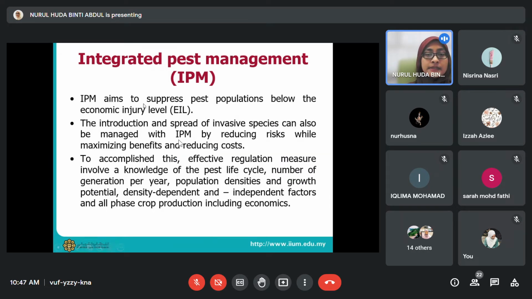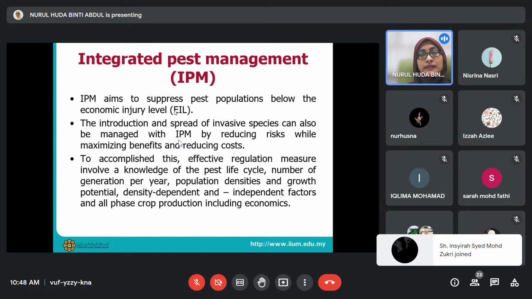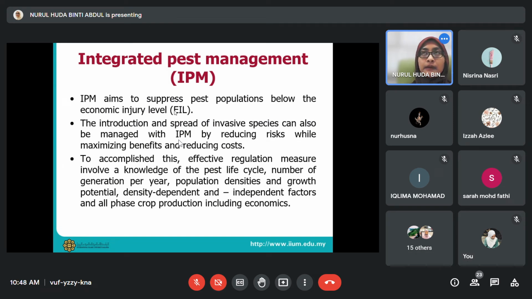Okay, the aim is to suppress pest population below the economic injury level. Okay, previously we already seen dalam lectures which is economic threshold level. Okay, so you can imagine that economic threshold level adalah level yang bawah. So maksudnya katalah kalau kamu tak control during ETL, it will reach EIL, economic injury level, where the cost for management of pest adalah sama dengan hasil.